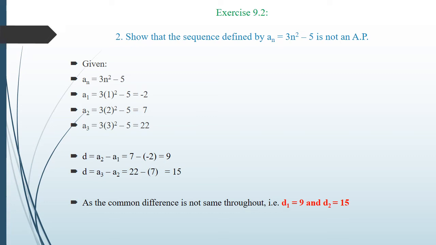They are not same, therefore it is not going to form an arithmetic progression. One more hint I can give you to identify whether any given sequence is going to form an arithmetic progression or not: if any given nth term contains terms like n square, n cube, any term whose degree is greater than 1 will never form an arithmetic progression. This one thing you have to remember always.